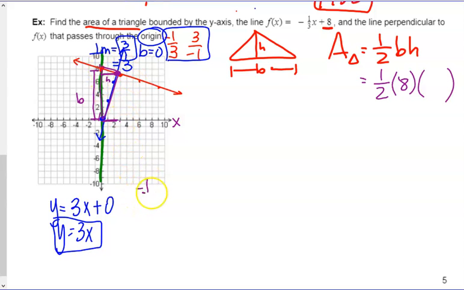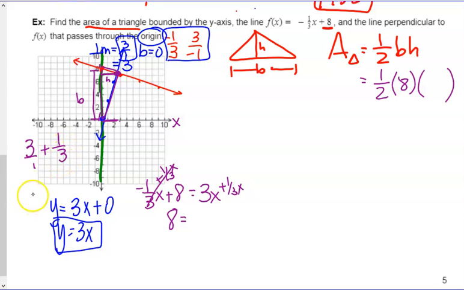That means I need to take my 1/3 x plus 8 and set it equal to the other line, in this case the blue line that we found perpendicular to be 3x. Now, if I need to solve for x, I've got to bring this guy over. So I'm going to add 1/3 x and add 1/3 x. So this goes away, leaving me 8 equals. Now, if I do 3 plus 1/3, 3/1 plus 1/3, I have to have a common denominator.